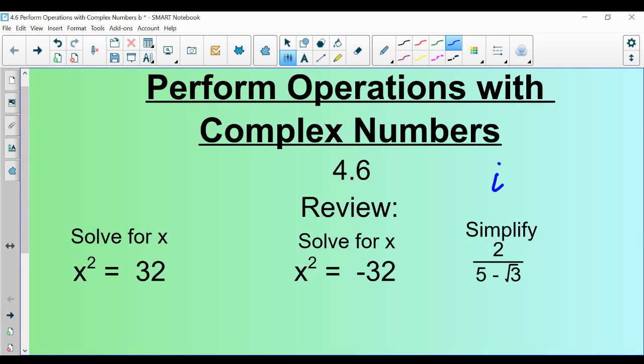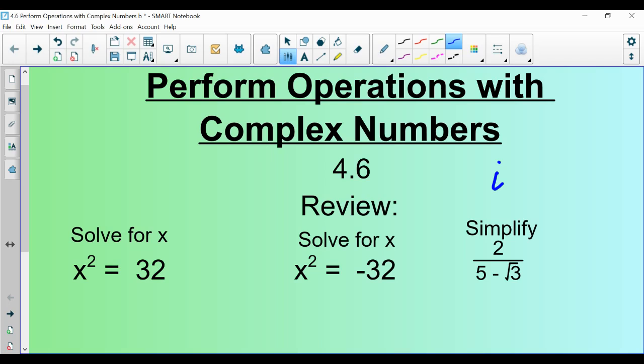Hello, Algebra 2 students. This is a lecture on 4.6, which is called Performing Operations with Complex Numbers. And in reality, this is the moment we've been waiting for our entire lives. This is the introduction to the imaginary numbers. Imaginary and complex are kind of used interchangeably to describe this type of number. And really just an exciting moment. I'm sure you guys are all thrilled for this lecture.